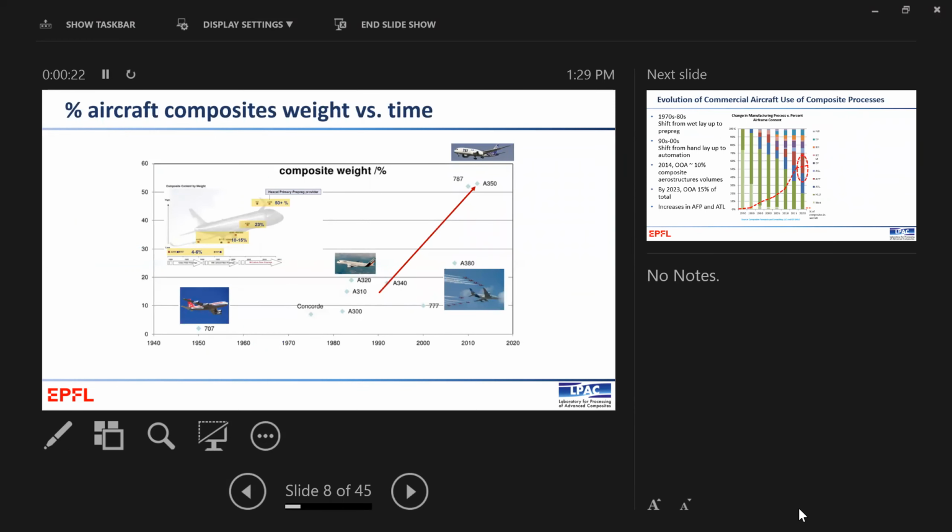And this is the bit of the history where you can see very early use of composites, mainly on the tail areas, up to the A350, which is pretty much the highest use of composites, with around 55% of the structural weight.